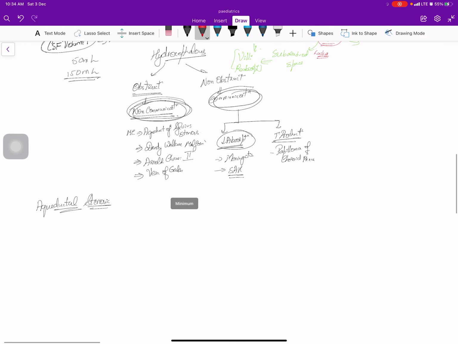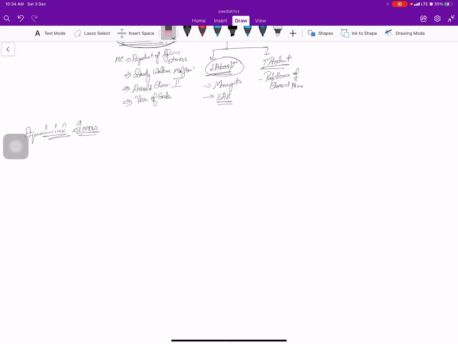The next kind of abnormality which can cause hydrocephalus is Dandy-Walker. So let's do that. In Dandy-Walker malformation, what we have here is a defect in the roof of the fourth ventricle. So we have a defect in the roof of the fourth ventricle.